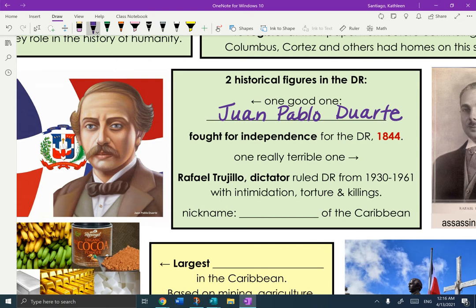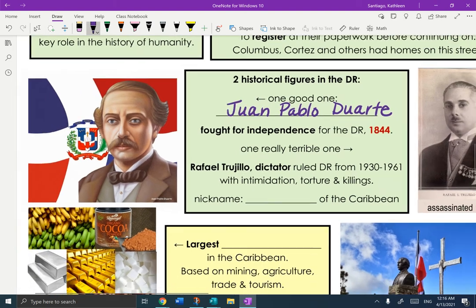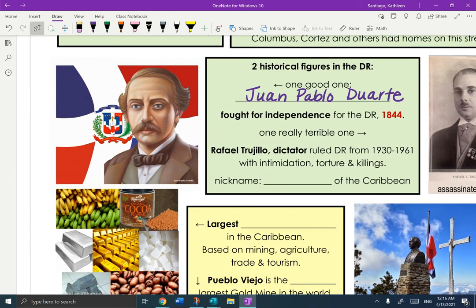Juan Pablo Duarte fought for the independence of the Dominican Republic, and in 1844 they became independent. So Duarte, along with two others, are considered the fathers of the independence movement, and Duarte has been the one that's kind of been singled out, and we'll see right below on the right-hand corner that he actually has the point named after him, a peak of mountains. Now, this is Juan Pablo Duarte, good guy.